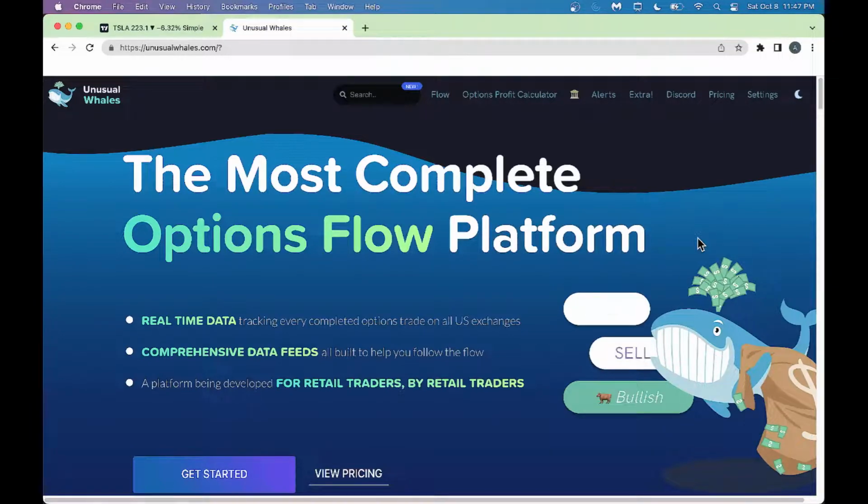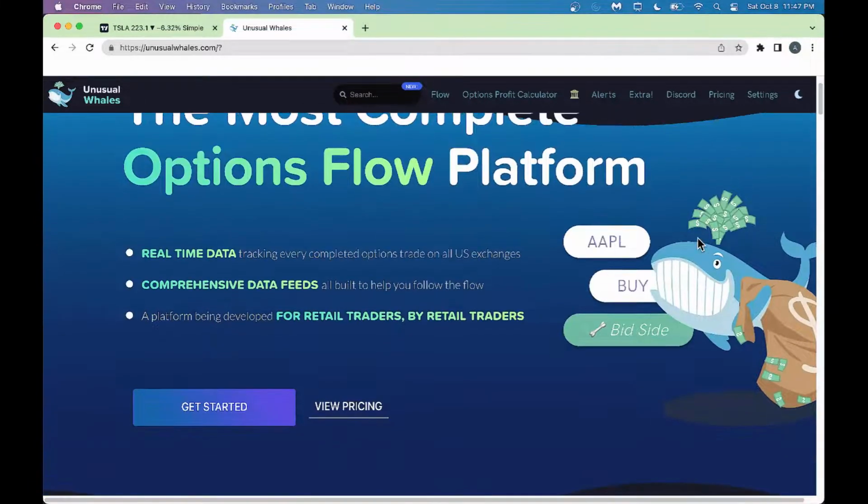In today's segment, we'll take a look at Unusual Whales and see if it's worth your money. As many of you know, Unusual Whales is an option flow platform which can be used by option traders, and this can also be used by stock traders and swing traders. So with that, let's jump in and get started.